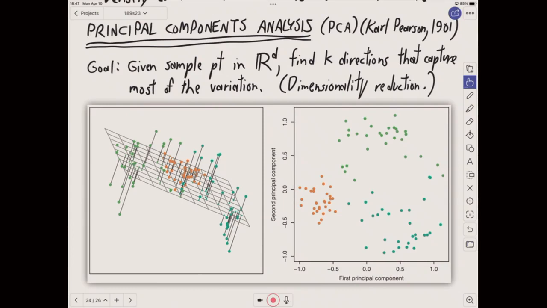And the question is, how do I do this? How do I choose that plane so that I don't lose more information than necessary? Hopefully I still have most of the understanding I had before of how these points vary, how they differ from each other.